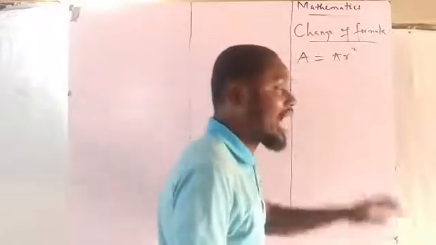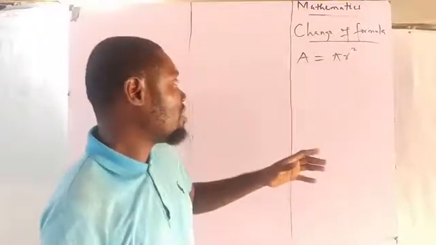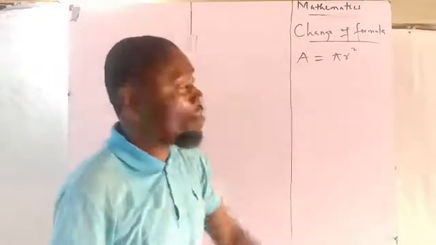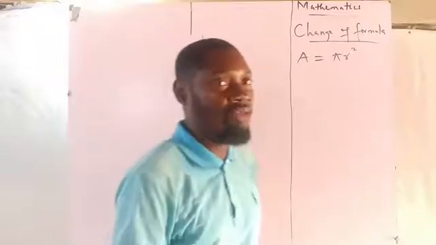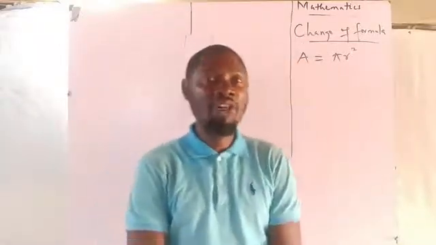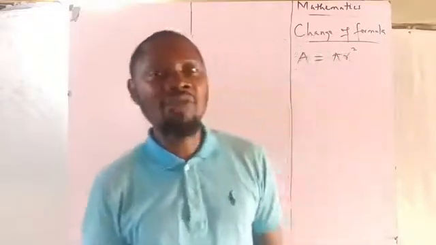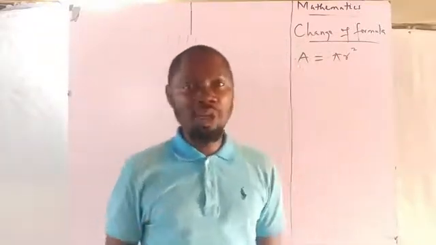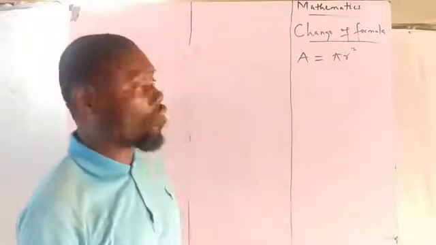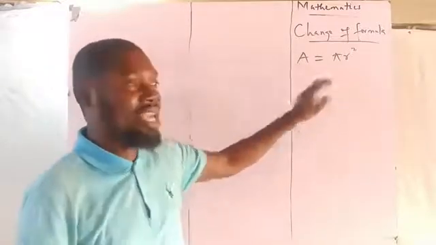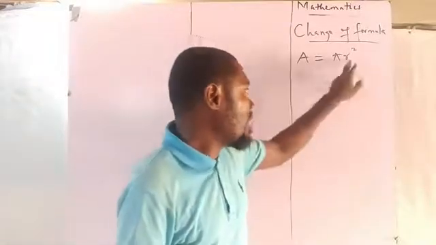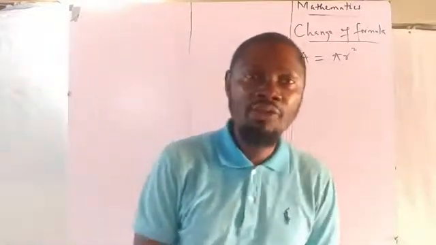Now let me use this to start my change of formula. At this particular time, A is the subject of the formula. So in your change of formula, you'll be making one particular variable the subject of the formula. In this formula, area is equal to pi r squared, area A is the subject of the formula. So let us see if we can make radius also the subject of the formula.